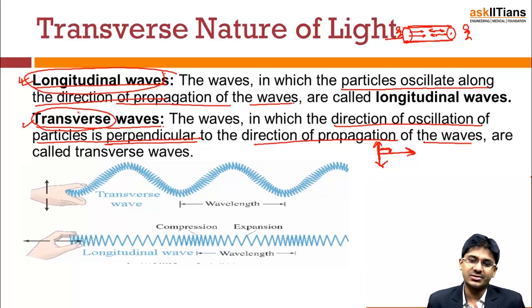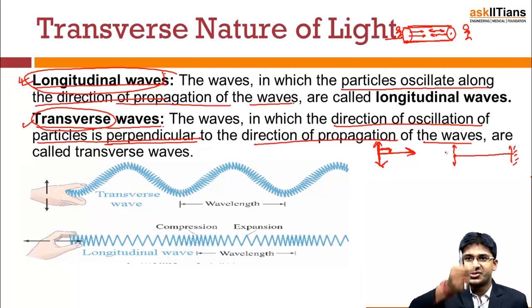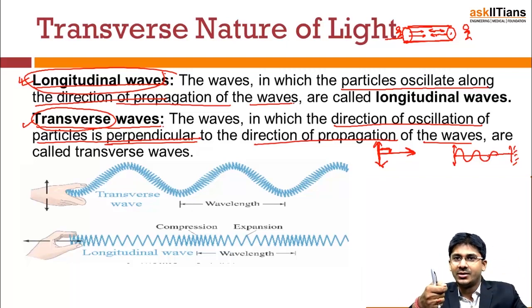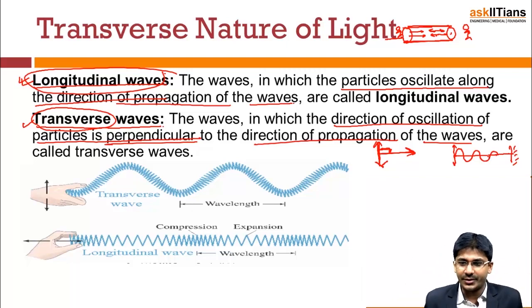How can you see this? It's very easy to see the situations where it happens. Suppose you have a string here. What you do is that you give a disturbance here at this point. Like I am holding this string, I am giving it the disturbance like this. What is happening is that you give a disturbance here, then you will find that after some time the whole of the string starts vibrating. So that disturbance is moving forward. You can see that disturbance is moving forward.